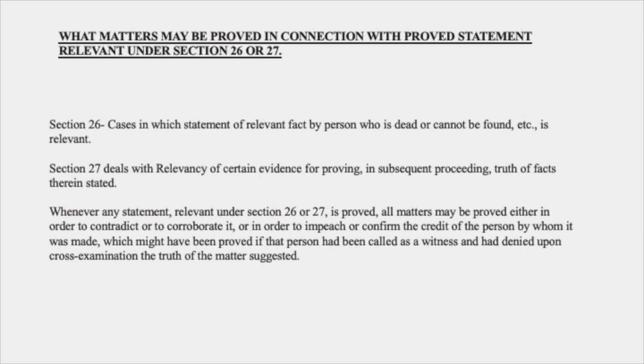Whenever a statement which is relevant under 26 or 27 is proved, all matters may be proved either in order to contradict the same or to corroborate it, or to impeach or confirm the credit of the person by whom it was made, which might have been proved if that person had been called as a witness and had denied upon cross examination the truth of the matter that has been suggested.